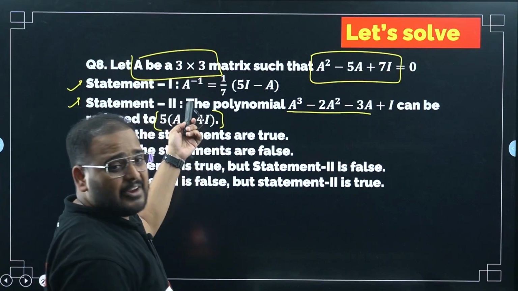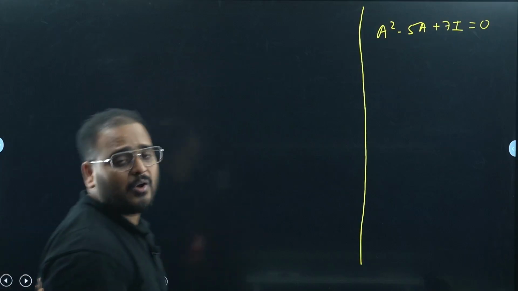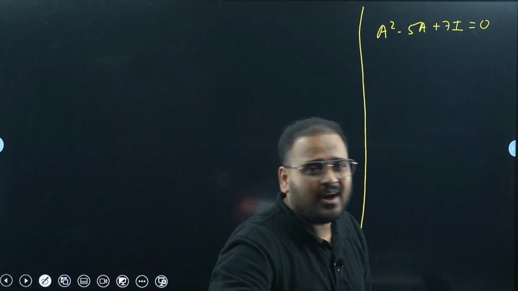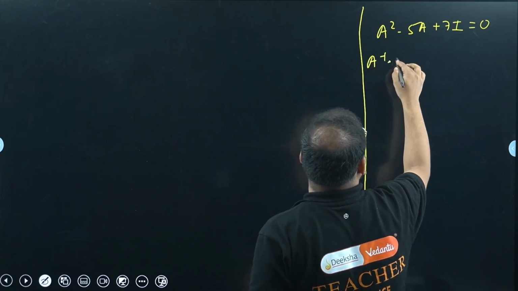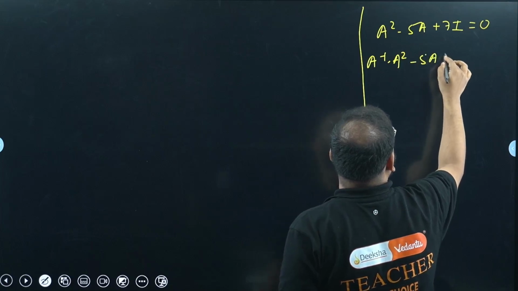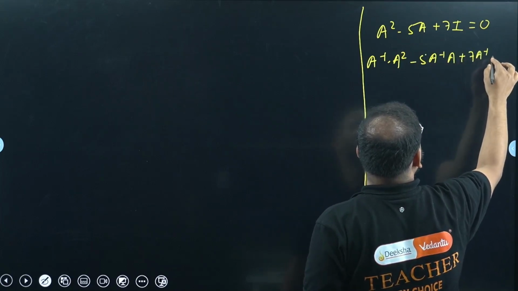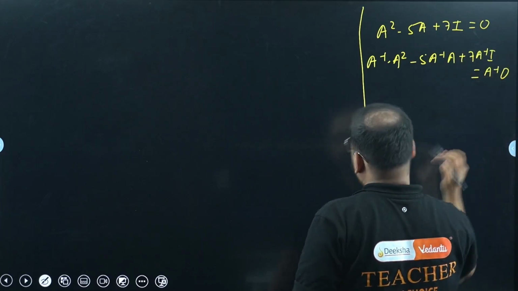Okay, all right. This is the given condition. We have to introduce A inverse here. So there is no A inverse in this case. What did I say? Whenever you don't have A inverse, just do one thing: multiply A inverse on all sides. It will become A inverse times A square plus minus 5 times A inverse A plus 7 times A inverse times I equal to A inverse times O, the null matrix.